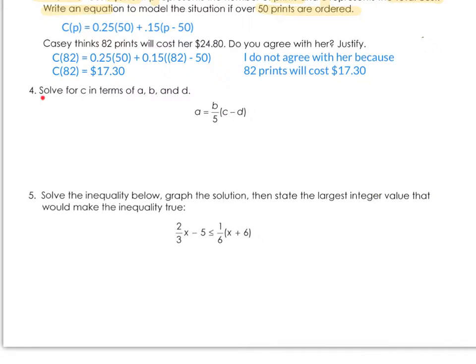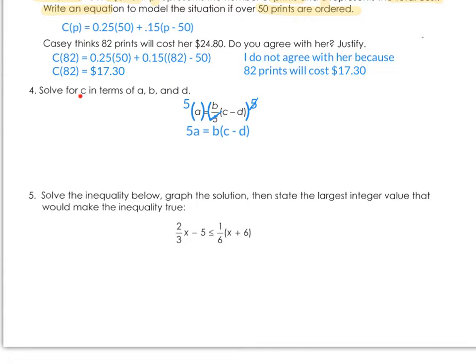Okay, number 4 here says solve for C in terms of A, B, and D. So basically I want to get C by itself. So the first thing that I see is that I have fractions here. So before I even worry about what's happening to C, I'm going to just get rid of the 5 in the denominator. So I'm going to do that by multiplying by 5. So if I start off by multiplying everything by 5, all the terms by 5, which really there's only 2, one on each side, this will cancel with this. So now I'm just left with 5a equals b times c minus d.